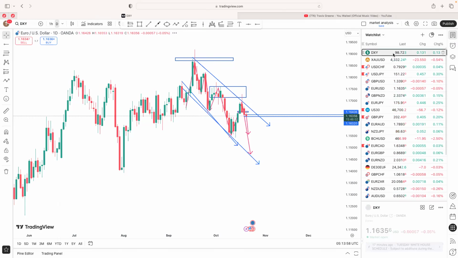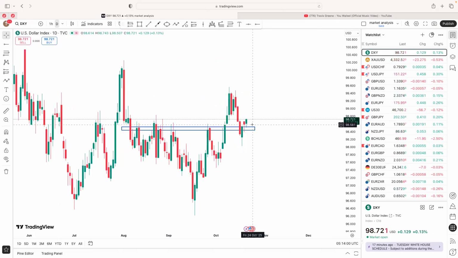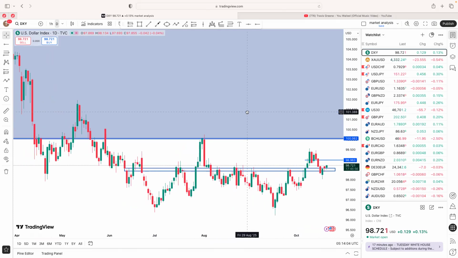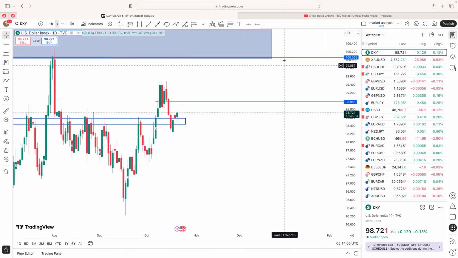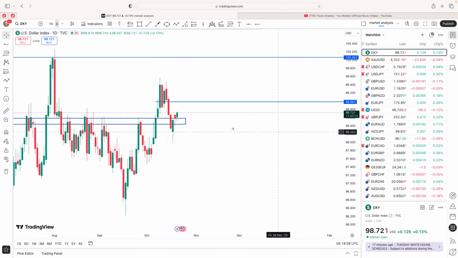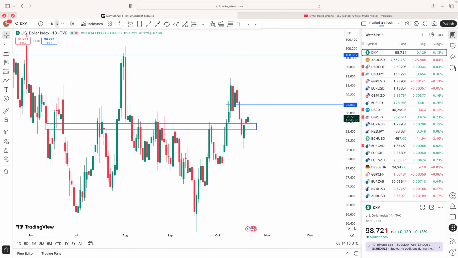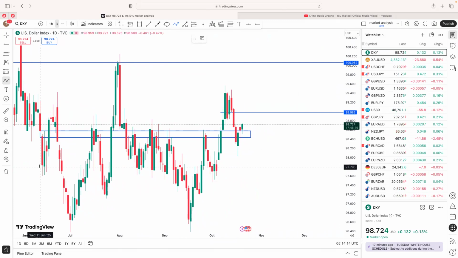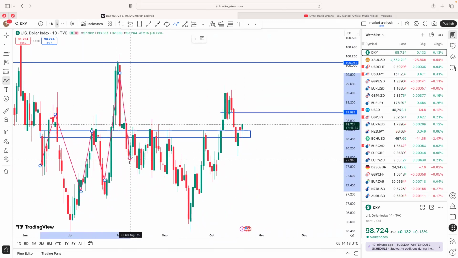And I looked at DXY as well. So on DXY, we have left an area of interest right here. I want to remove this so that you guys can understand what I'm talking about. As you can see, the market has been poking from this area, touching this very same area, which makes it a very strong area of interest, right? Then after they've broken out, they came back to retrace.